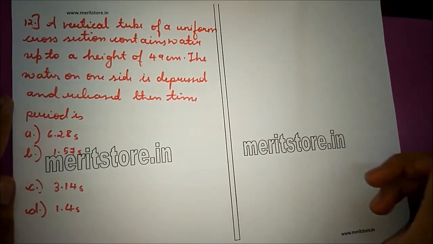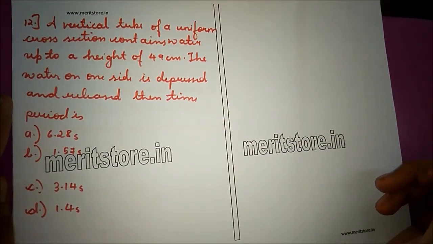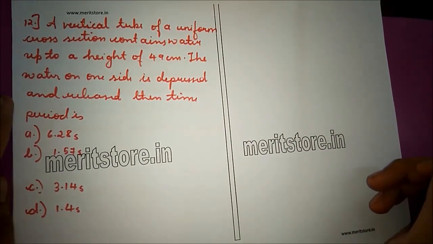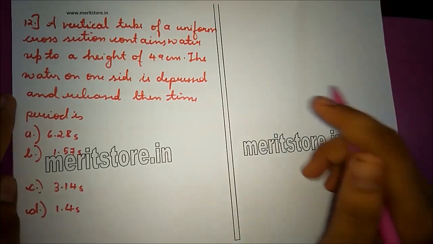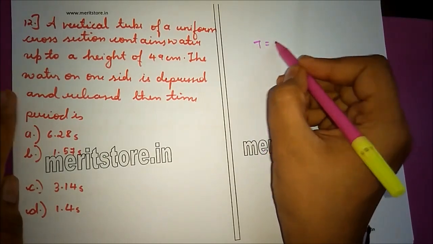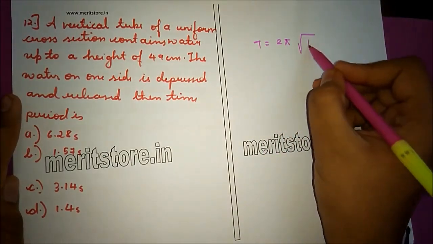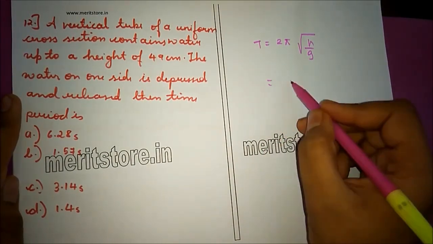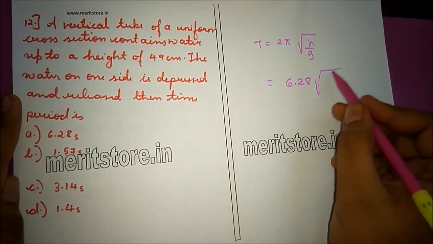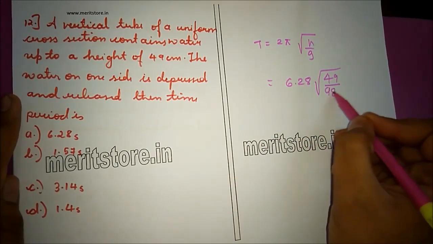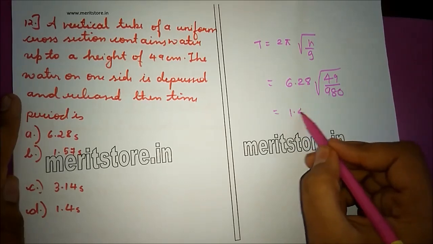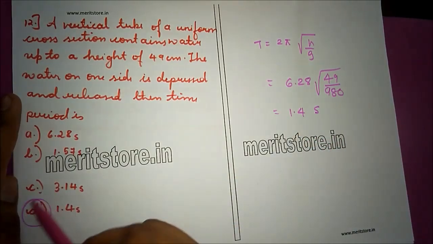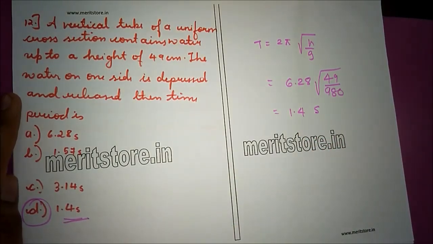Question 12. A vertical tube of uniform cross section contains water up to a height of 49 centimeter. The water on one side is depressed and released, then time period is. So T is equal to 2 pi square root of h by g, which is equal to 6.28 square root of 49 upon 980, which is equal to 1.4 second. So option D, 1.4 second is the correct answer.